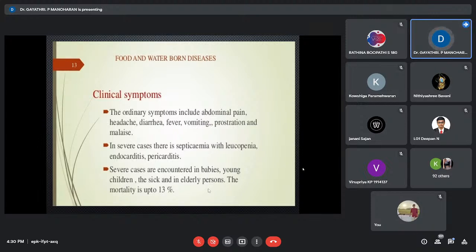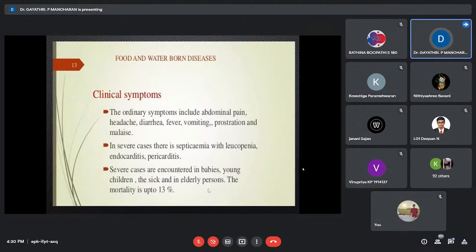So these are very common symptoms for all types of infection. Fever is common for all types of infection, and diarrhea is common for all types of infections like viral foodborne, bacterial foodborne, fungal foodborne, whatever it may be. Vomiting and diarrhea are very common. In severe cases, there is septicemia. What is septicemia? That is the organism present in the blood, which can spread to other organs of the body, like kidney, liver, lungs. It can also spread easily.